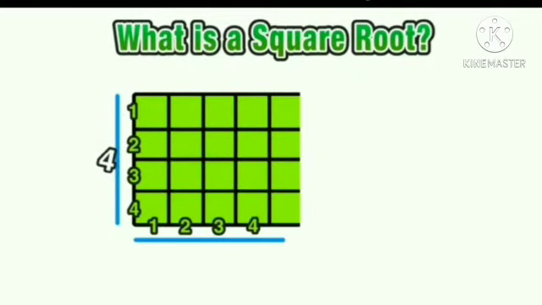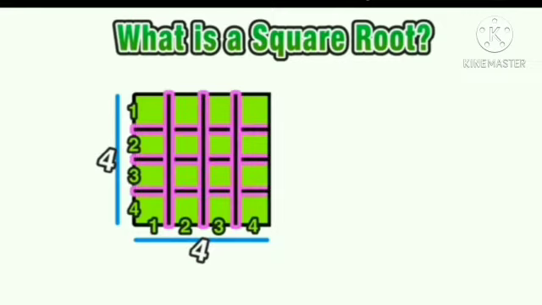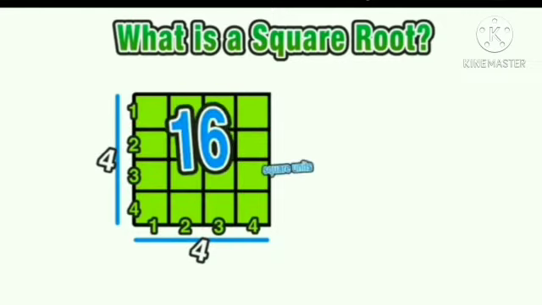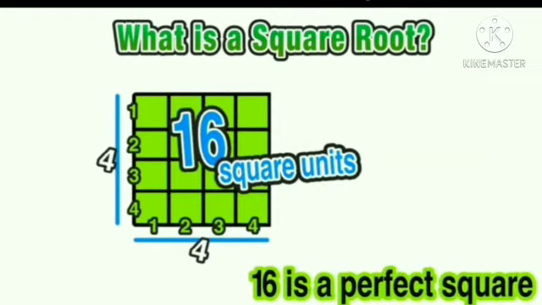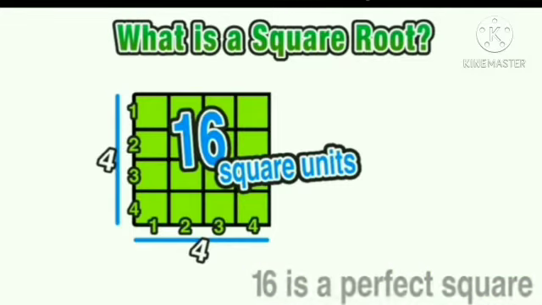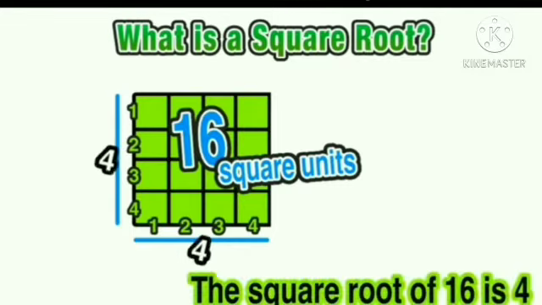Now we are going to divide this rectangle into two equal halves, that is 4 by 4. In a square we can say that all sides are equal. So if one side is 4, the other side is also 4. So here 4 into 4 is equal to 16 square units. We can say that 16 is a perfect square. So now we can say that the square root of 16 is 4.